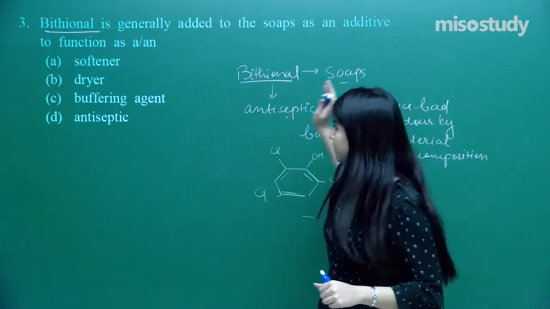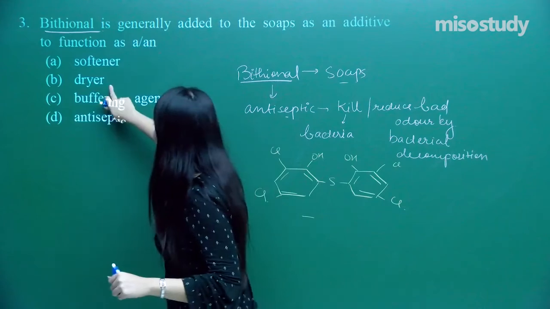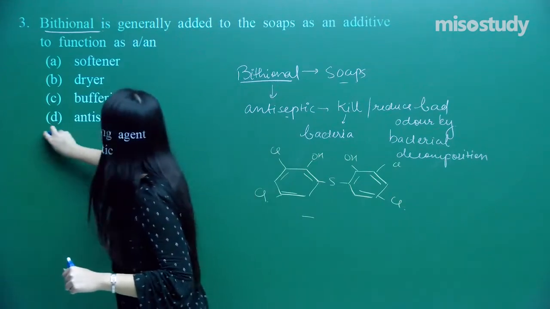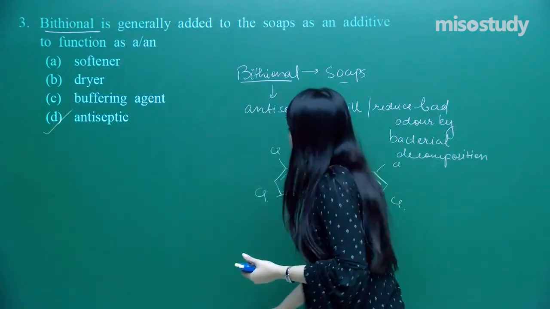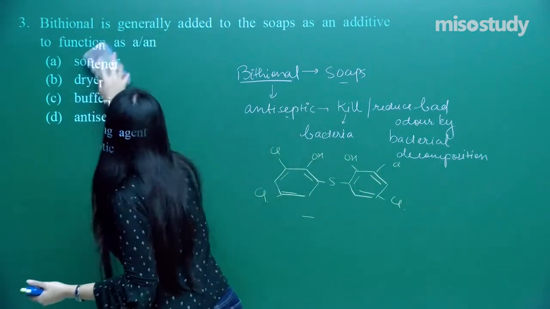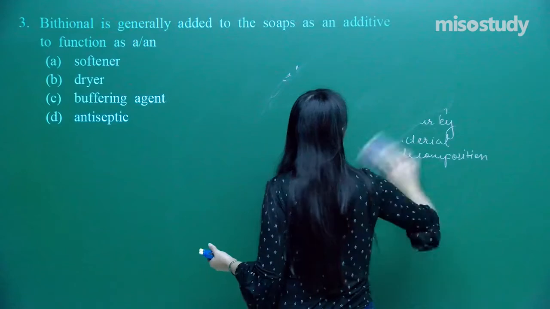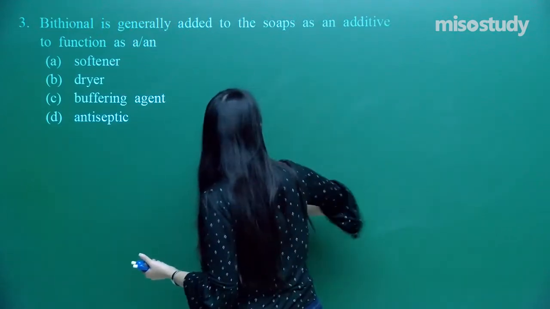So that is nothing but bithionol, not a softener, not a dryer, not a buffering agent, but an antiseptic. So I hope that is clear to you. Let's move on to the next question. I hope you all have written this information down.